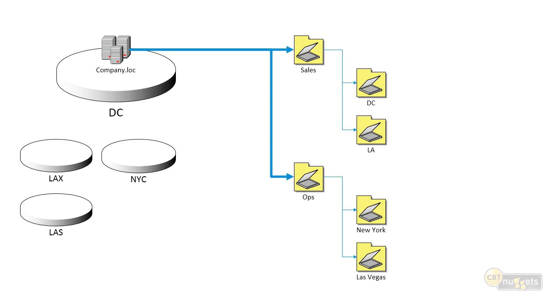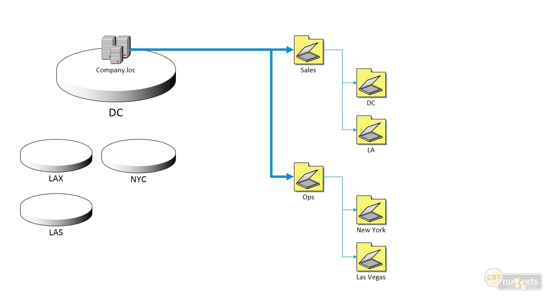So let's talk about the first of those, delegating permissions. Let's say that I have my organization broken down into different physical sites. Here you can see DC, Los Angeles, New York City, Las Vegas. And I want to be able to delegate to an administrative assistant in each of those offices the ability to reset passwords for people in those offices.